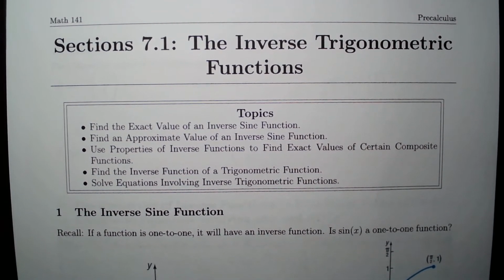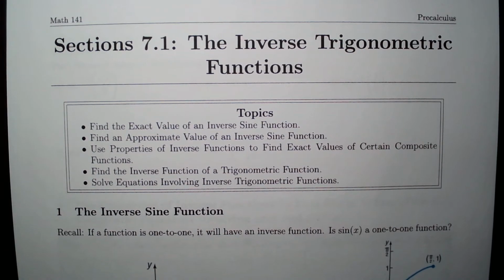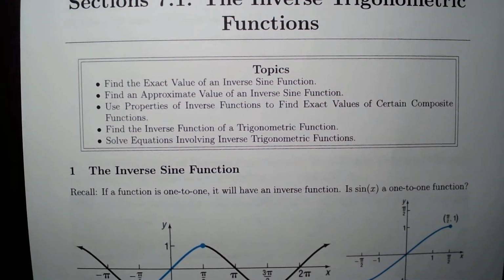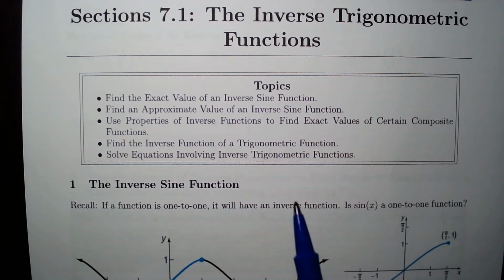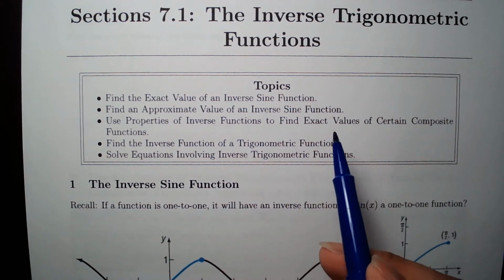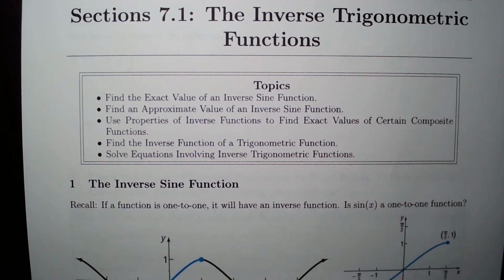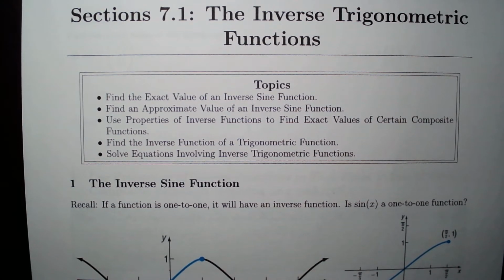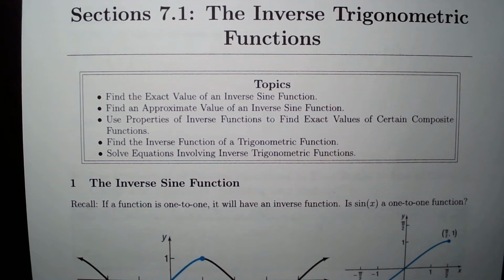Alright, in this section we go over inverse trigonometric functions. We cover how to find the exact values of an inverse sine, cosine, and tangent function. We use properties of functions to find certain values that involve composite functions with trigonometric functions and their inverses. And then we are going to find the inverse of a trigonometric function and solve equations that involve trigonometric functions.